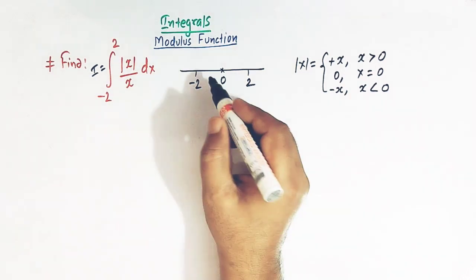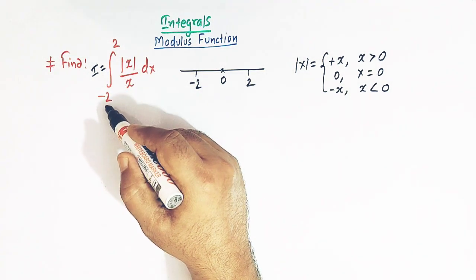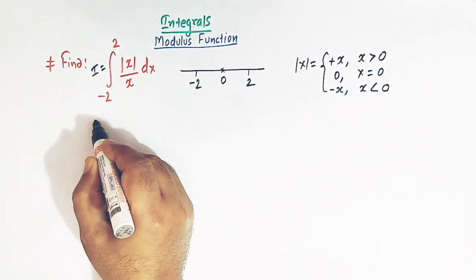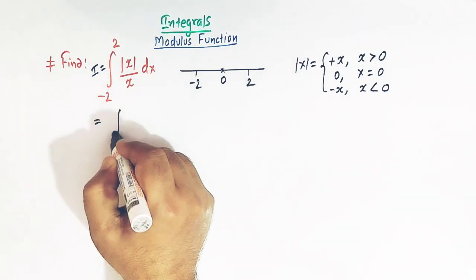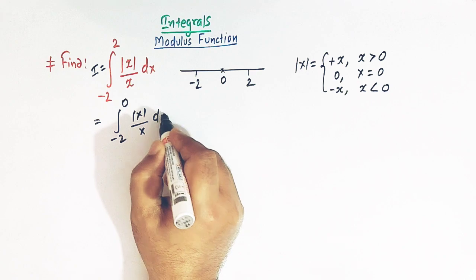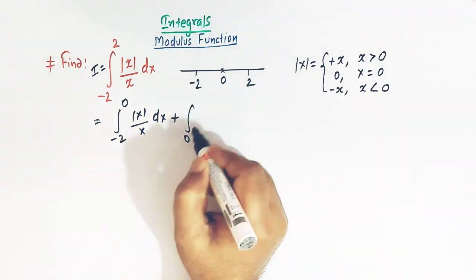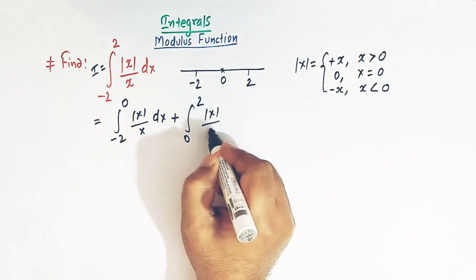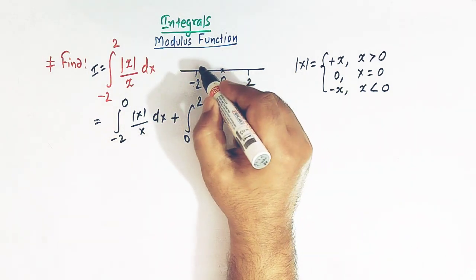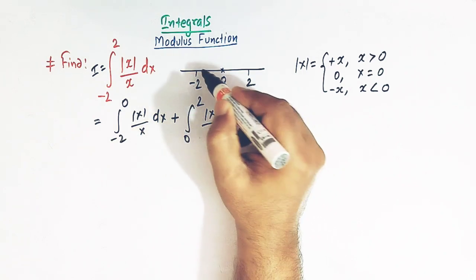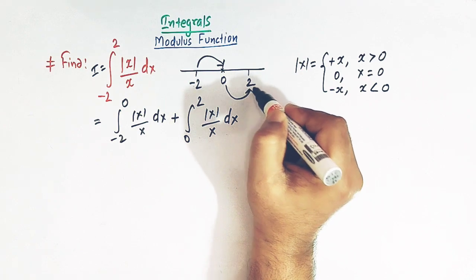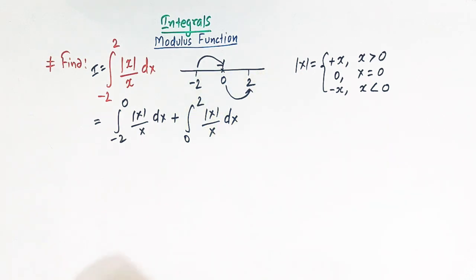Now the limits of integration vary from minus 2 to 2, so we split this integral like this: minus 2 to 0, mod x over x dx, and then 0 to 2, mod x over x dx. In the first integral we are taking the limits from minus 2 to 0, and in the second one we are taking the limits from 0 to 2.